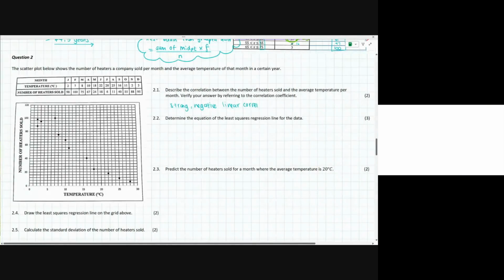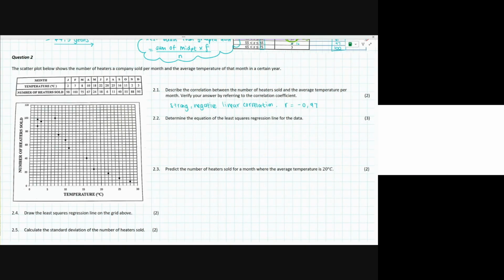We only talk about linear correlations, but there are other types, so it's always important to just be clear. Correlation. And it says verify by referring to the correlation coefficient, R equals 0.97. Be careful of your rounding here. So here are your marks, a mark for the description, a mark for your R value.